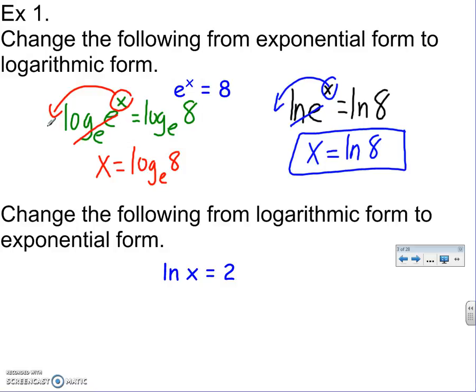All right, on the bottom, change the form from logarithmic form to exponential form. I'm trying to get rid of the ln. So I'm going to exponentiate by using the correct base. Well, you only use ln with e. So I'm going to put e as the base for both sides. This cancels. I just have x on the left equals e squared. That's it. It's the same trick as before. We still can log or ln both sides, and we can also exponentiate both sides.